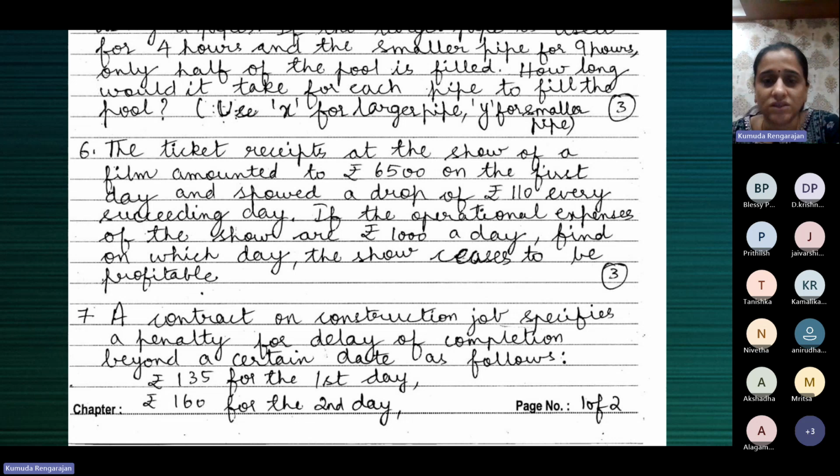So that's what it is. The sales proceeds is going to decrease by 110 rupees every day. Your operational expenses are 1,000 rupees a day. So you're going to put up the show as long as you're going to get more than 1,000 rupees. When it goes less than 1,000 rupees, you're not going to do the show. That is the question. Find on which day the show ceases to be profitable. Ceases to be profitable means the day when the sales proceeds go less than 1,000 rupees. You will have to find on which day the sales proceeds, the money you get by selling the tickets, will be less than 1,000 rupees. That's what you have to find.